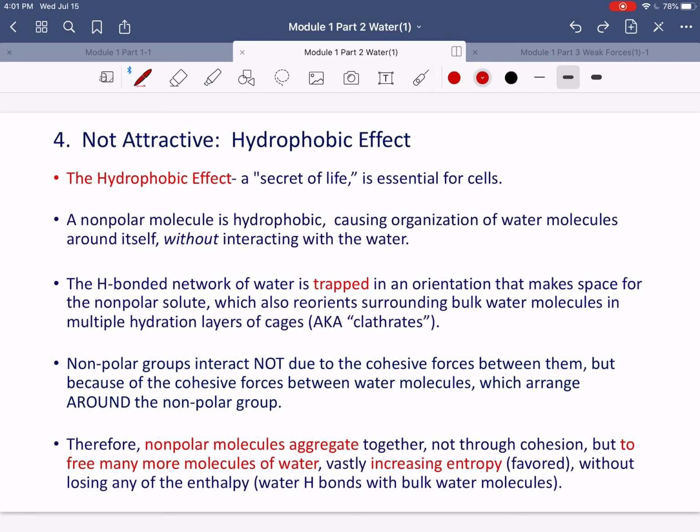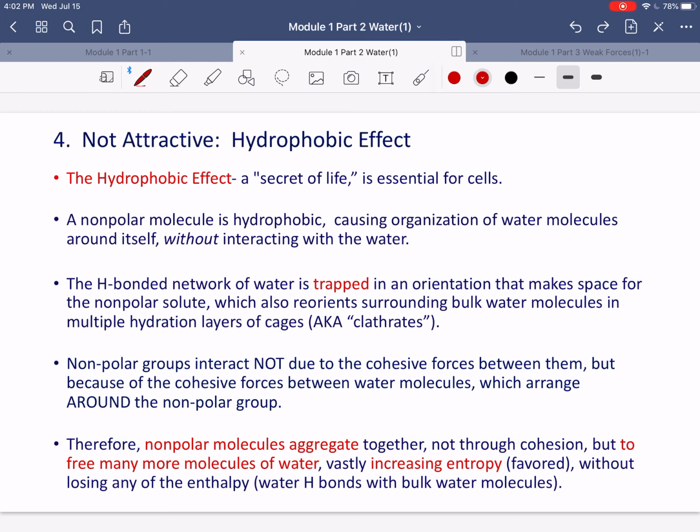That's very expensive entropically. We'll talk more about entropy in an upcoming video, but suffice it to say, the waters that are held in place by these cages or clathrates are not sampling as many possible conformations and are therefore energetically paying an energetic price. Okay, so it's expensive to organize water around lots of separate droplets. It's less expensive to organize them around one coalesced droplet of all of the oil.